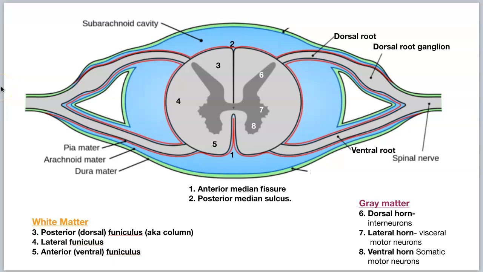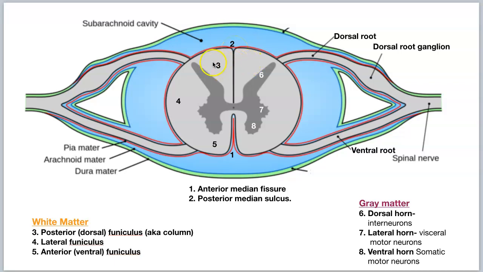Now here they're labeled. So here we're actually labeling the spinal cord structures. All these you have to know. Number 1 is this fissure. It's a deep fissure right here. This is the anterior median fissure. Anterior because this is the anterior, aka ventral side of the spinal cord. Anterior median fissure. A fissure is a deep cleft. Number 2 is the posterior median sulcus. A sulcus is a little groove.